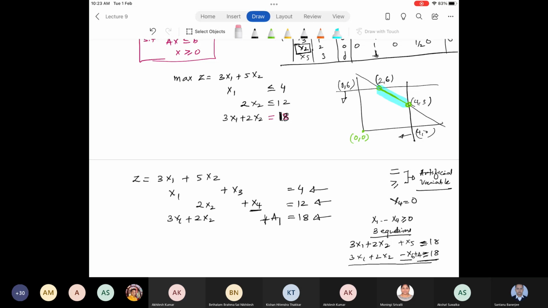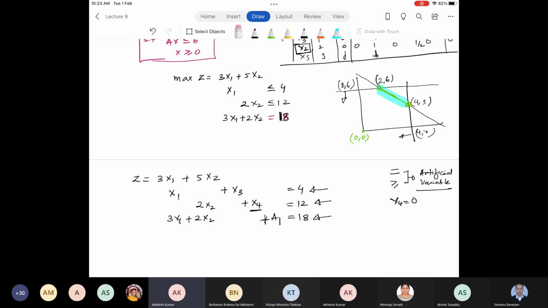Okay. So let me clean this one. What you are saying, Shantanu, can be done with greater than or equal to and less than or equal to. For that, we have to use the dual simplex algorithm. We have to convert it into minus 18 and then proceed. Because dual simplex can work with negative RHS, if you remember.